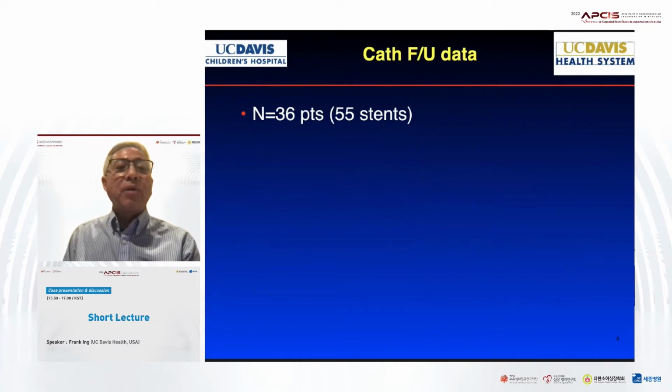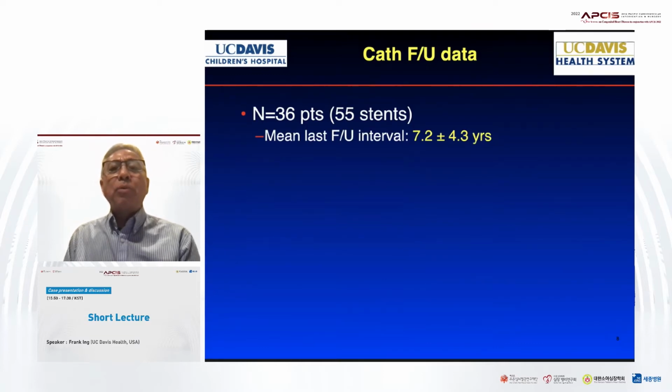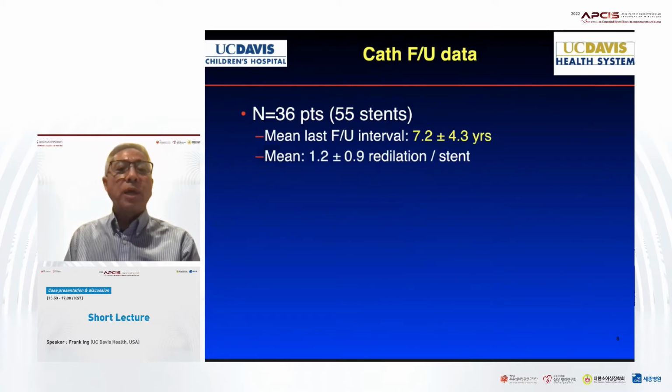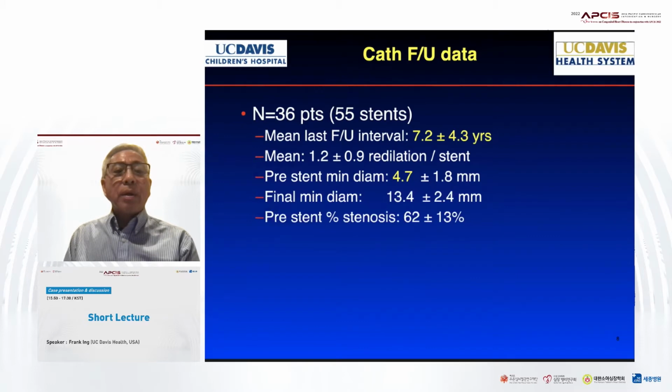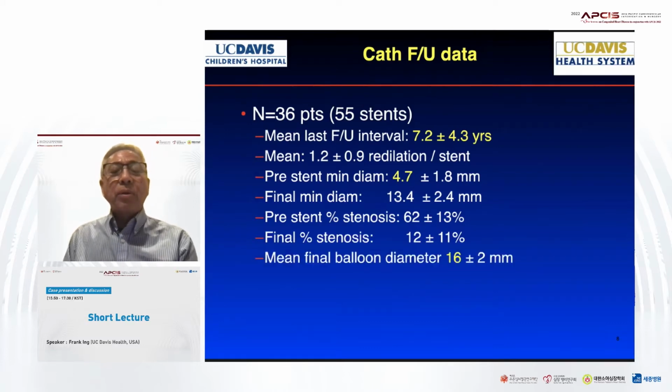The follow-up cath data was on 36 patients and 55 stents. Again, the mean follow-up was about 7.2 years in this cohort. I'm just going to go through this quickly. Many of them actually required either a redilation or a stent. This is what the stent diameter was to start with, and the final diameter was 13.4. The pre-stenosis was 62%, and it decreased to 12%. And the final diameter that was used was 16 millimeters. Now, that's actually pretty close to adult size as far as the size of the native pulmonary arteries.